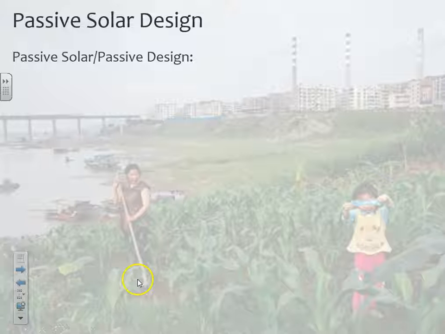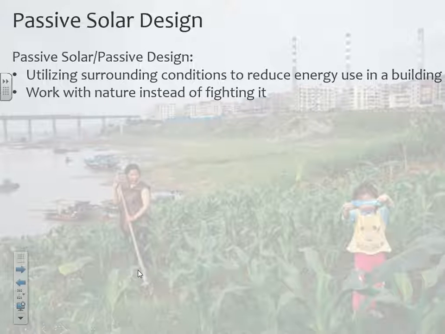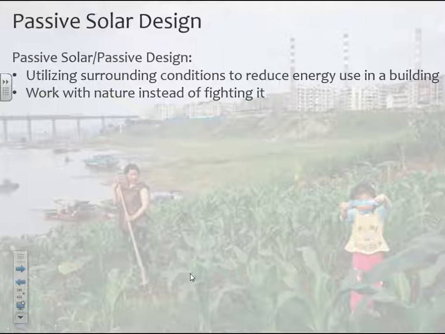Okay, so the first one we're going to look into is called passive solar design. This is strictly an energy consideration. So passive solar design just means basically utilizing the surrounding conditions to reduce energy use in a building. Again, this is based on energy, but you can think of it as working with nature instead of fighting it. I mean, the primary reason we build buildings is to prevent the elements from getting inside and protect ourselves from the elements. And so while that's an important use, passive solar design seeks to actually use the elements or use nature and the prevailing conditions around you, the ambient conditions, to your advantage. Okay, and we'll go over that in a minute.